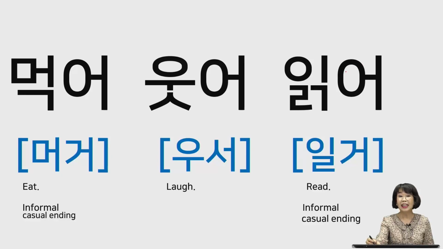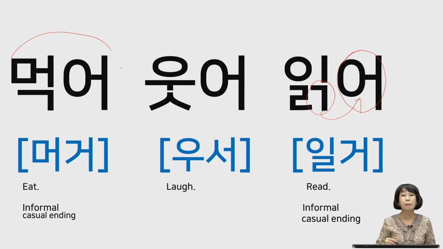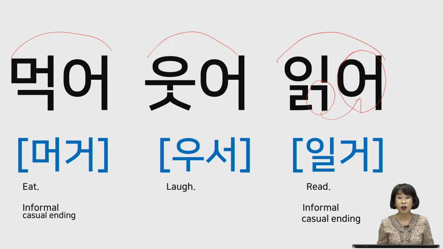읽어, 읽어. 그 moves to the next syllable. The next syllable starts with a vowel. 읽어. 먹어. 웃어. 읽어.